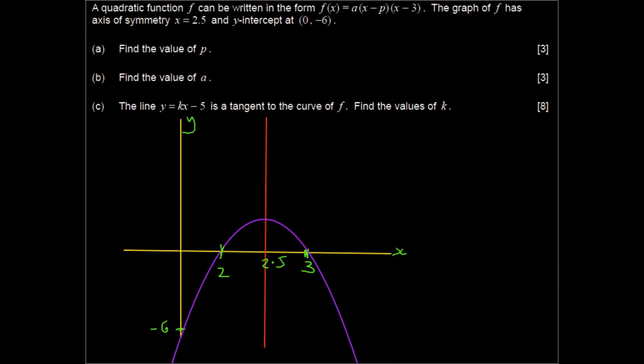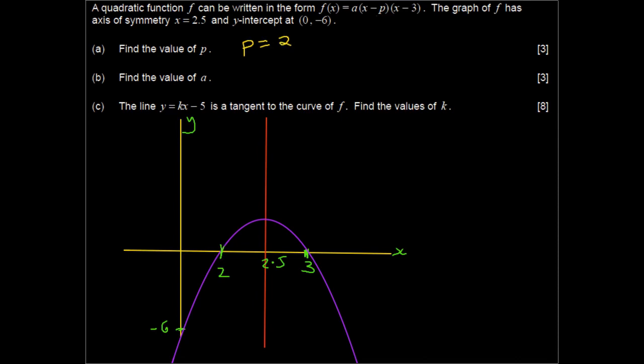So where it says find the value of p, x minus p, for the same reason this is x minus 3 where it cuts here, and this is point 3. This is x minus 2 because it cuts here at 2. So the value of p is equal to 2.